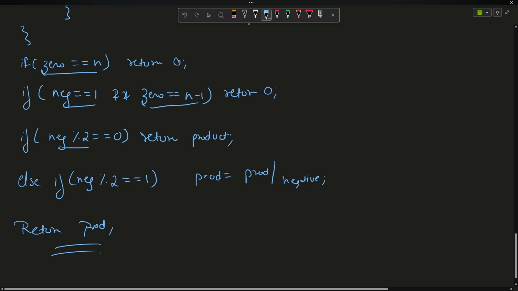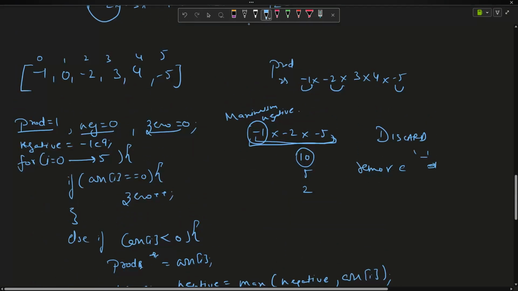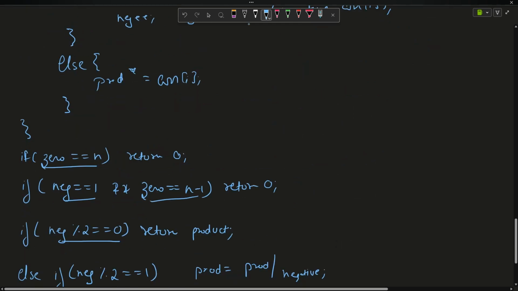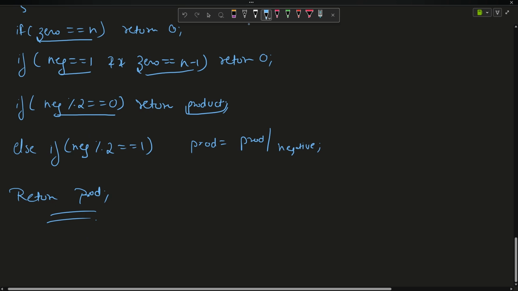If negative percentile 2 equals 0, that is, if there are no negative elements, then I'm not trying to divide by this element. I'm simply returning the product. But in the case of odd, I have to divide it by the maximum negative element present here, so that I can increase the magnitude of my product, and you can see I have been returning the product.